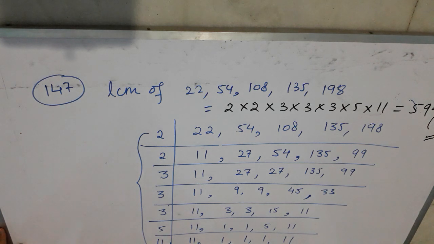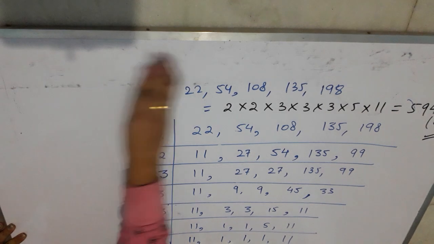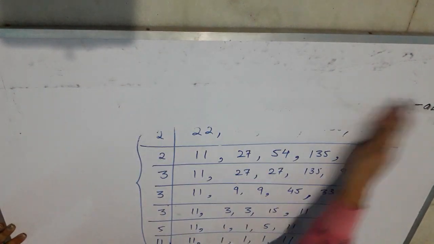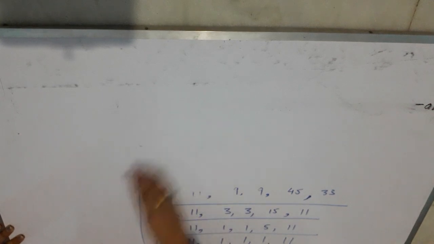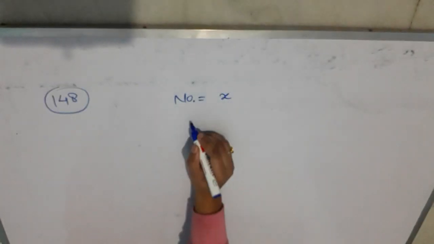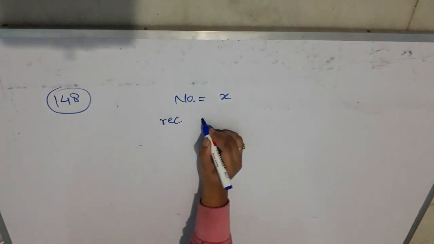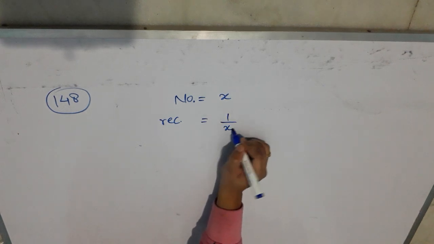Now let's move on to the next question. Next question is 148, and the question says that the sum of a number and its reciprocal is given as 6 whole 1 by 6. Take any number x. The number is x, and its reciprocal, the reverse, means 1 by x.